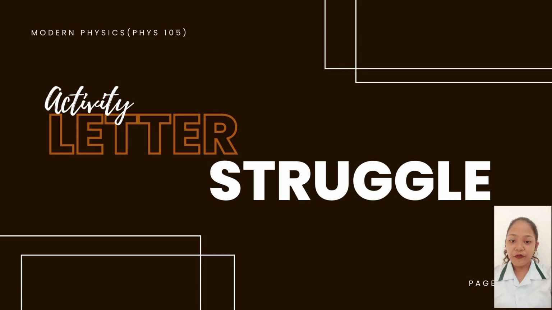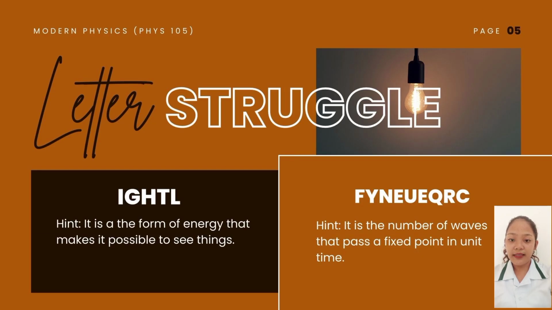Ready? First jumbled letter. The hint is, it is a form of energy that makes it possible to see things. The answer is light. Second jumbled letter. The hint is, it is the number of waves that pass a fixed point in a unit of time. The answer is frequency.